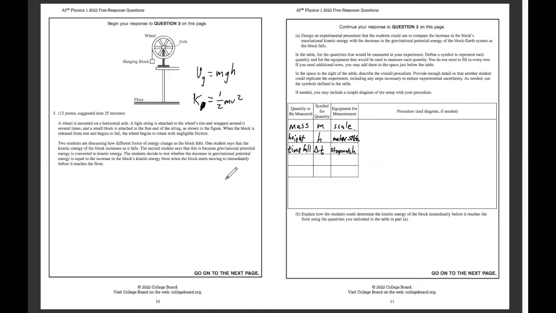All right, so my procedure, and I'm going to go ahead and just switch over to a text box for this. That's going to be a little bit easier. Okay, so my procedure is going to be the following. What I'm going to do is first, I am going to weigh the block using a scale to obtain its mass. The next thing I'm going to do is measure the block's initial height using my meter stick.